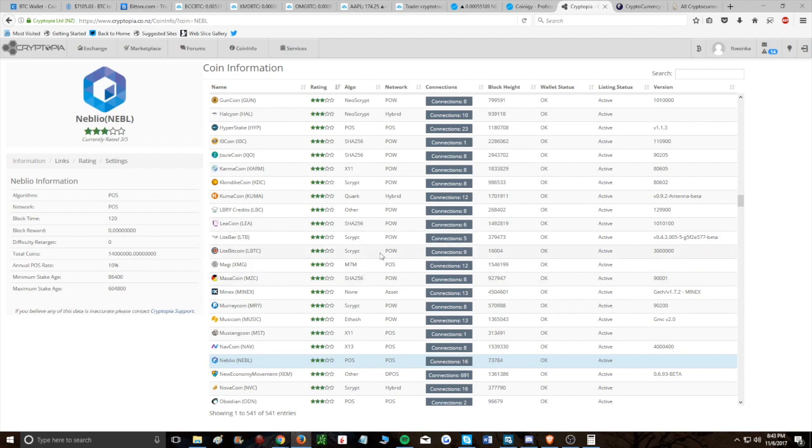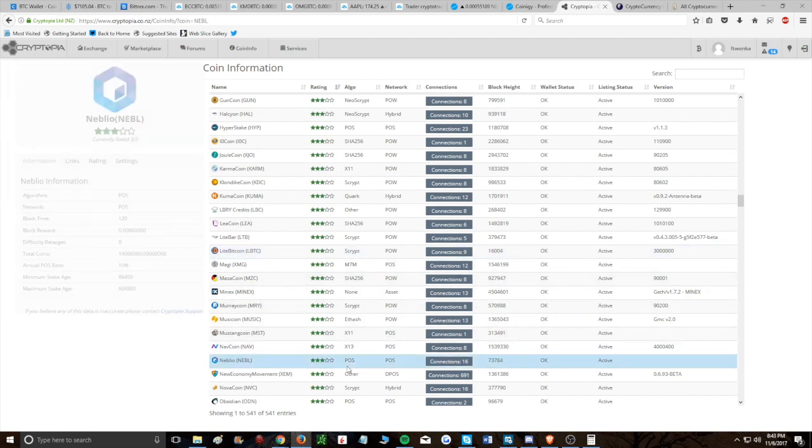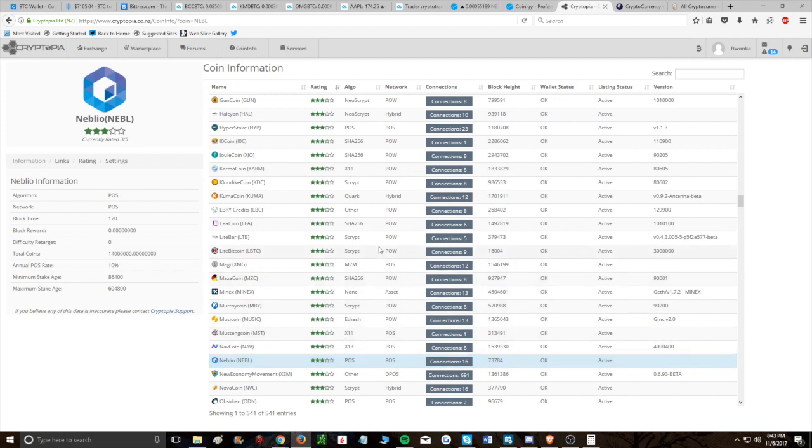Proof of work, however, is miners verifying the transactions, and I am not big into mining. I don't know much about it. I've done very little research, but the miners get paid a fee for verifying transactions.